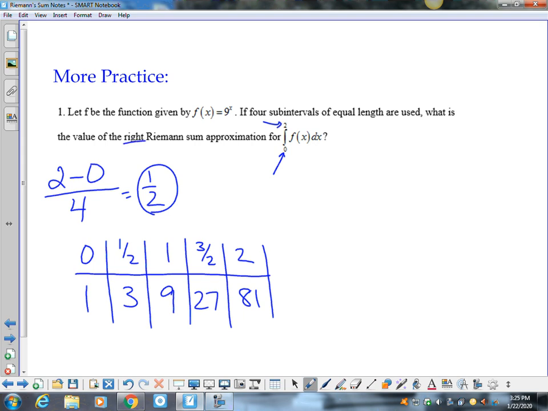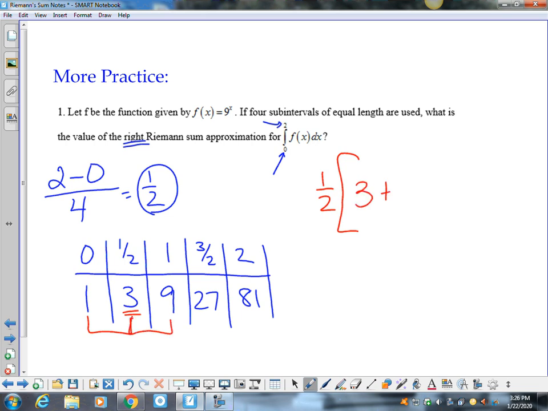Now I'm going to focus on the fact that I need to be right-handed. So when I look at the rectangle that would start at 0 and go to a half, if I want to be right-handed, then I'm going to use this value, the right-handed value. So I'm going to go ahead and set up my length times width. I'm going to put my width on the outside and then just multiply by adding all my lengths together and multiplying by 1/2. So the right-handed value for the first rectangle would be a 3.